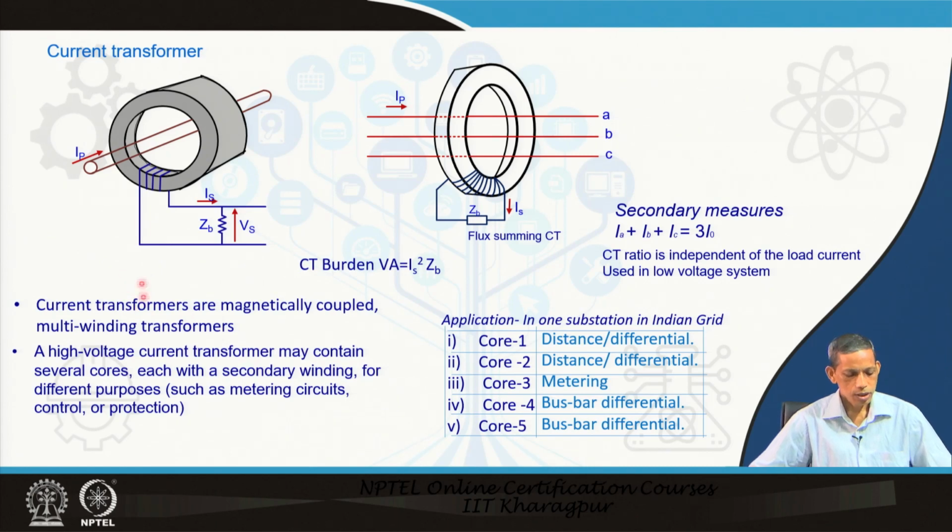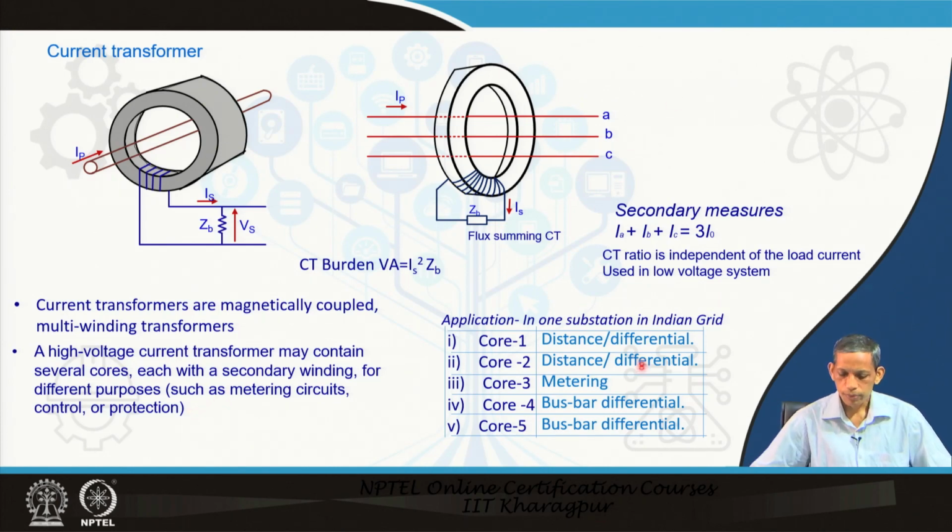Note that such current transformers which are being used in the industry are magnetically coupled, as we have already mentioned. So, that is why I need a core, and they are multi winding transformers. Okay? There are multiple windings in this system. A high voltage current transformer may also contain several cores, not a single one, each with an individual secondary winding, which can be used for protection, control and metering. Individual windings can be used for different applications.